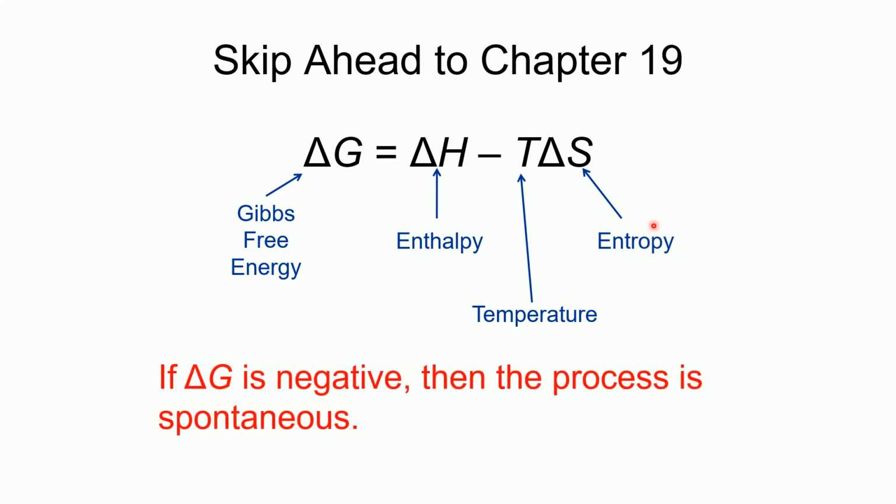What we're going to learn in chapter 19 is that if a reaction or process has a delta G that is negative, then that process is going to be spontaneous. So if we put all the factors in, put the numbers in there, and we come up with a delta G that's negative, that means that process can occur. It doesn't necessarily mean it will occur, but it means that it can occur.